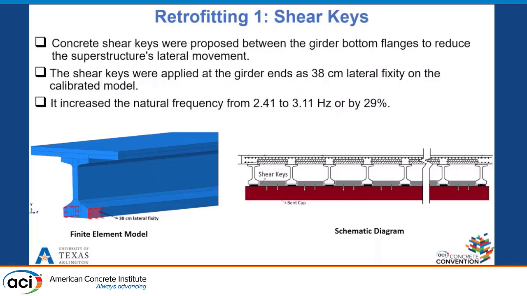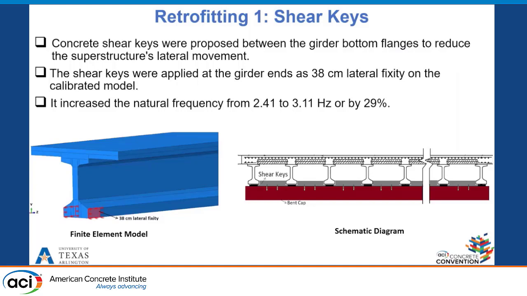So, retrofitting with shear keys. Concrete shear keys that are 38 centimeters along the longitudinal direction of the girder were proposed between the bottom flanges of the girders to reduce the lateral movement of the superstructure. This figure shows the cross-section of the superstructure and the bent cap with shear keys. This option does not cause traffic interruptions under the bridge since there is adequate construction space outside the travel lanes.